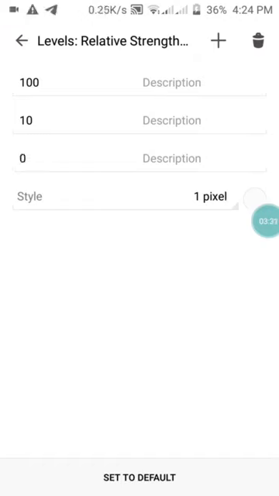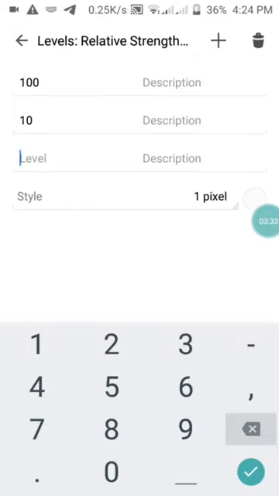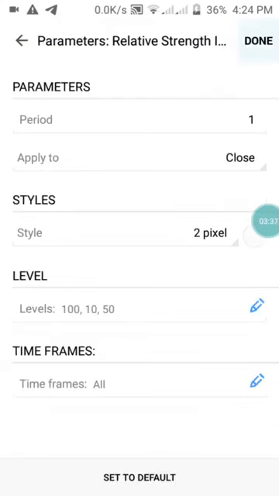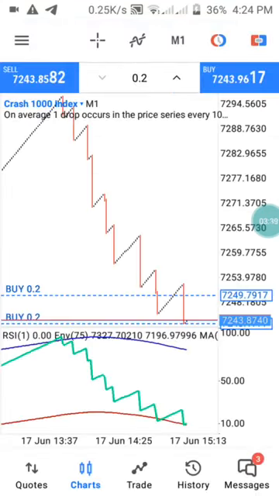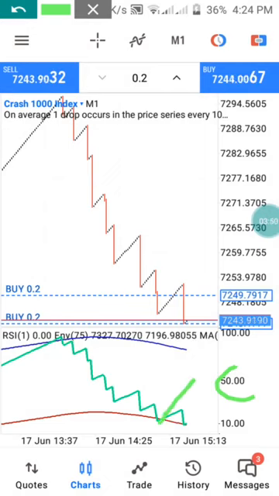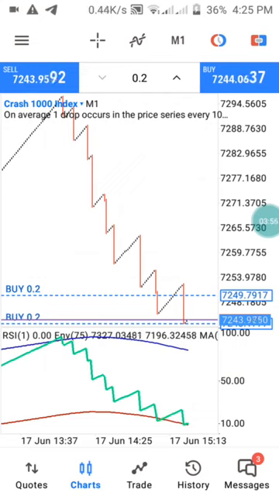You can also add a level 50 to have a take profit level. Let me show you what I just did. You see, this is my 50 level that I just added. So sometimes when you trade and your trade gets to this particular level, you know that it's better for you to take profit at this level instead of risking more in trading boom and crash.